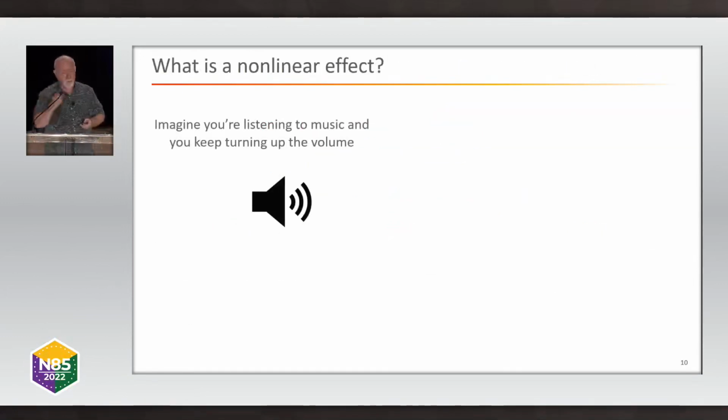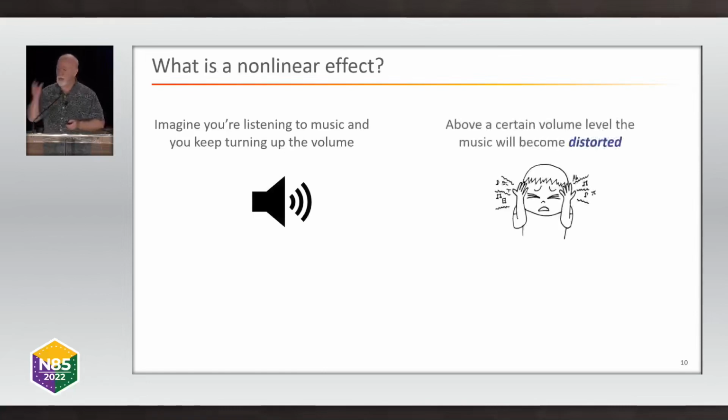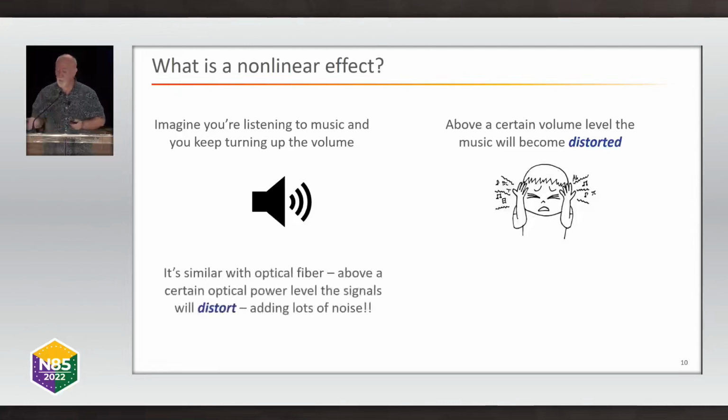So imagine you're listening to music at home and you keep on turning up the volume. At some point, that music starts to distort. It could be because your headphones are distorting, maybe the amplifier's distorting, speakers, whatever, but something is not able to handle that power level. And that's really what's happening in optical fiber. Above a certain optical power level, the signal starts to distort. It adds noise, which reduces the optical performance.